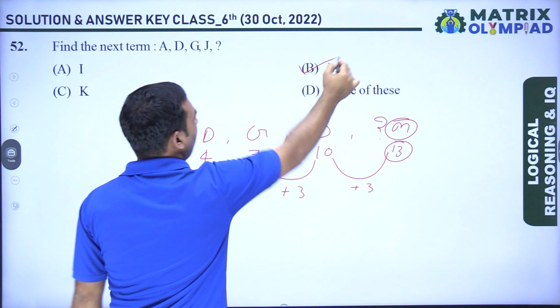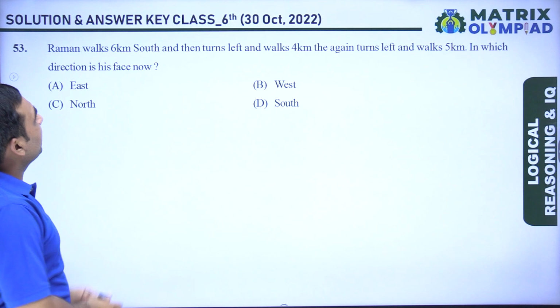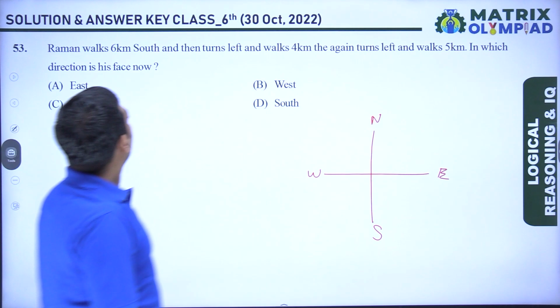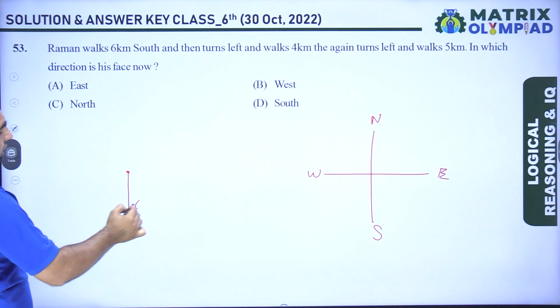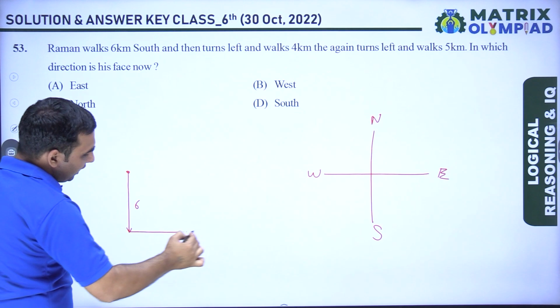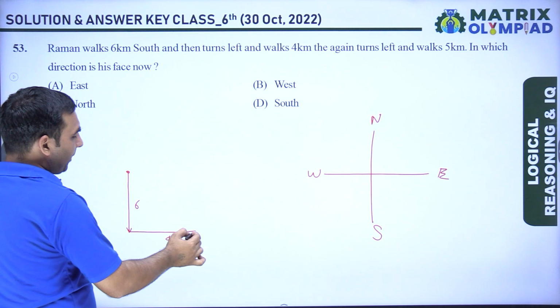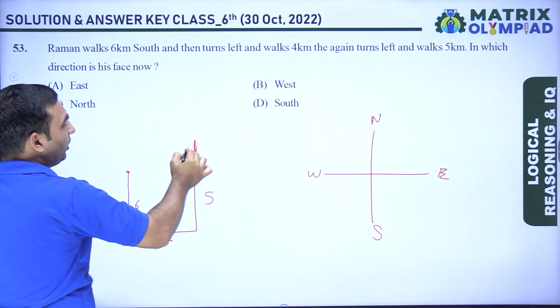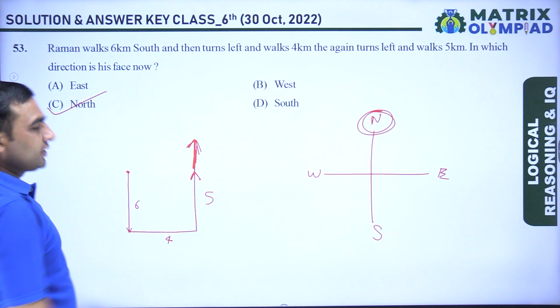Our next question is, Raman walked 6 kilometers south. As you see, our directions are east, west, north and south. Raman walked 6 kilometers south, and then turns left and walks 4 kilometers. Again he turns left and walks 5 kilometers. In which direction is he facing now? His face is in this direction, and this is called north. Our answer is north. Option C is the correct answer.